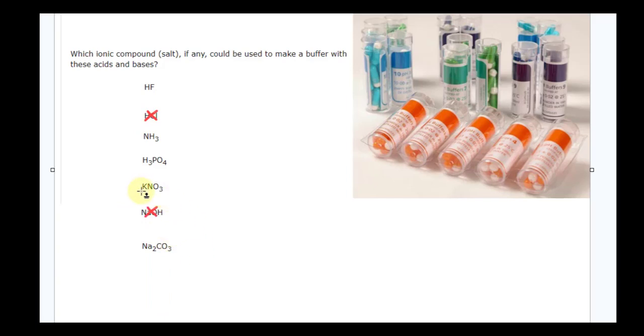Now here we've got something that's interesting. We've got our nitrate. Well, that belonged to a strong acid. And we've got our potassium that's here. That potassium belonged to a strong base. So on two fronts, because the potassium belonged to the strong base and the nitrate belonged to the strong acid, forget it. So we only have to deal with three substances here.